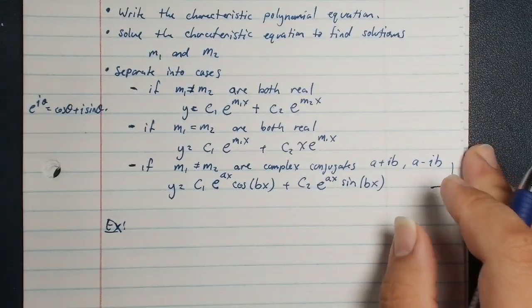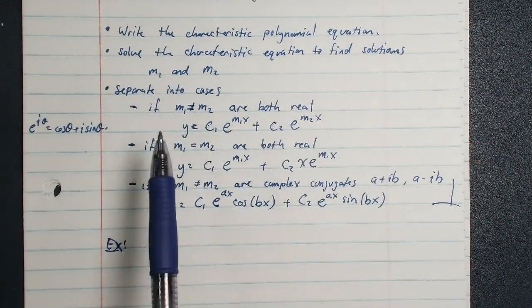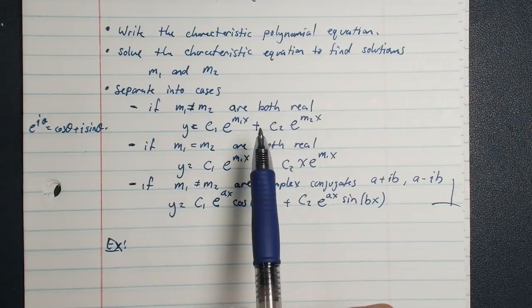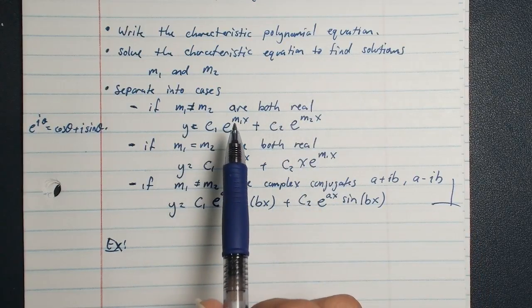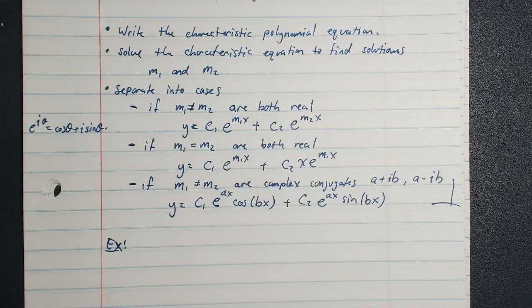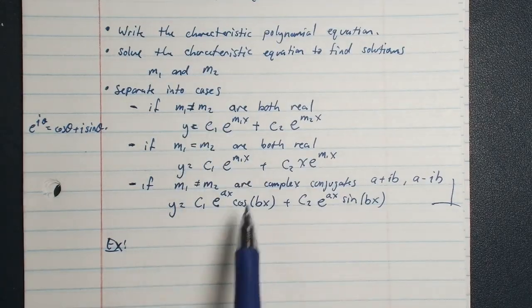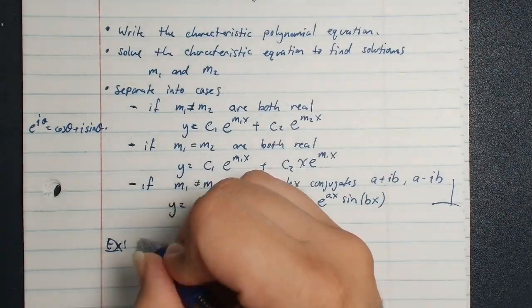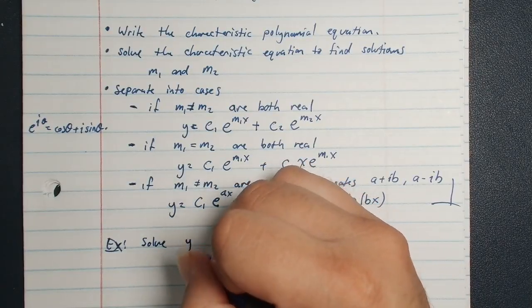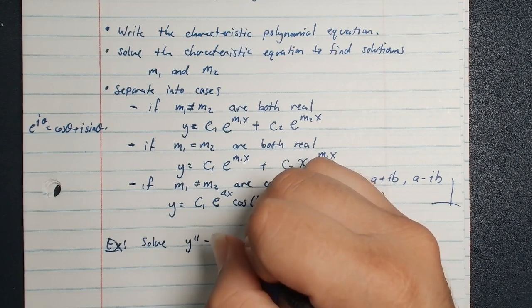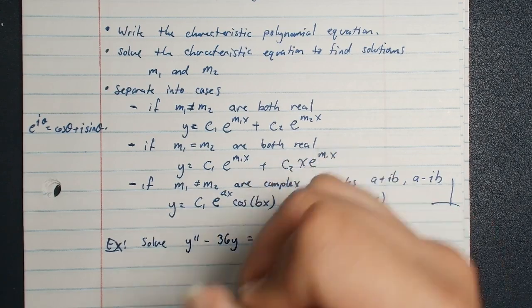These are really very accessible as long as you break it down into the 3 cases. Once they're broken down, it's really just algebra and plugging in the solutions of the algebra into the appropriate case here. All right, so let's give this a try. We're going to go ahead and solve y double prime minus 36y equals 0.